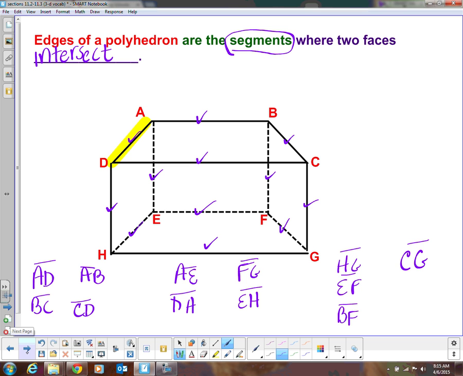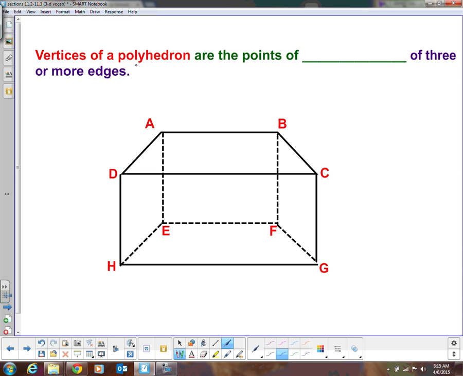Okay. So now let's go to vertices. Vertices of a polyhedron are the points of intersection of three or more edges. Now you can read in your book, Euler is a famous mathematician. They came up with a relationship between faces, edges, and vertices, which is nice. But I don't see where that's something worthy of knowing 20 years from now. Now maybe finding the volume of one of these, maybe.